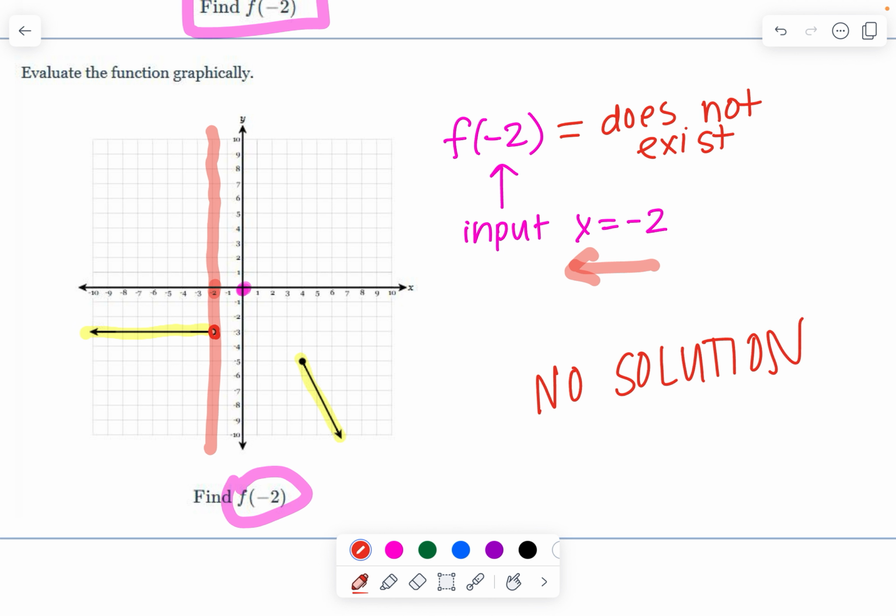So as we've seen from this, evaluating piecewise just means that there's multiple pieces of the graph, and we're looking if we're having an input for the x value, finding the y on the piece that is closed, whether that's a closed line, a closed dot. If it's an open circle, we do not choose that value.